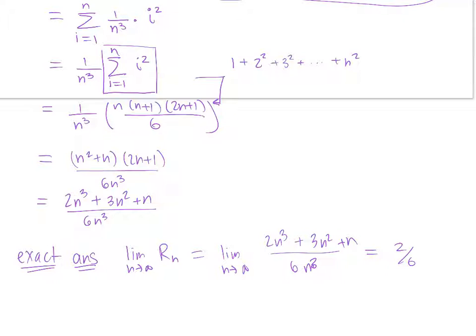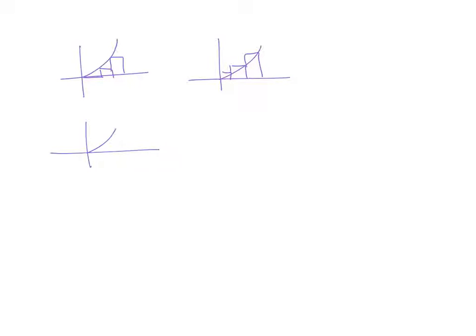Okay. So that's left sums, right sums. With our parabola, a parabola is an increasing function, right? When we did left sums, they were underestimates, right? When we did right sums, they were overestimates, yes? Okay. So those are called lower and upper sums.